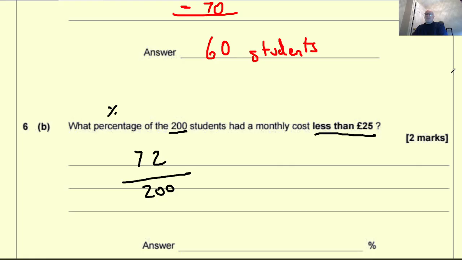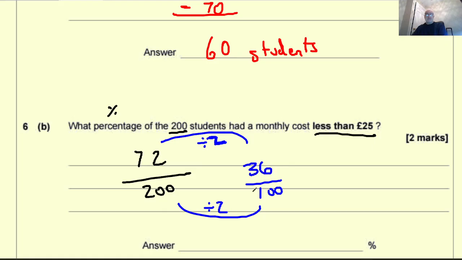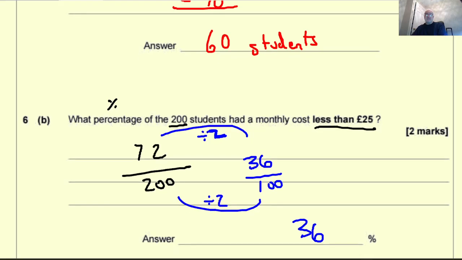So remember that percentage, as we did earlier, is out of 100. So how can I get 200 down to 100? I'm just going to divide by 2. So I can do the same thing with the numerator. Divide it by 2. 72 divided by 2 gives me 36. So it's 36%. Whenever my denominator is 100, the numerator is always the percentage value because it's out of 100.